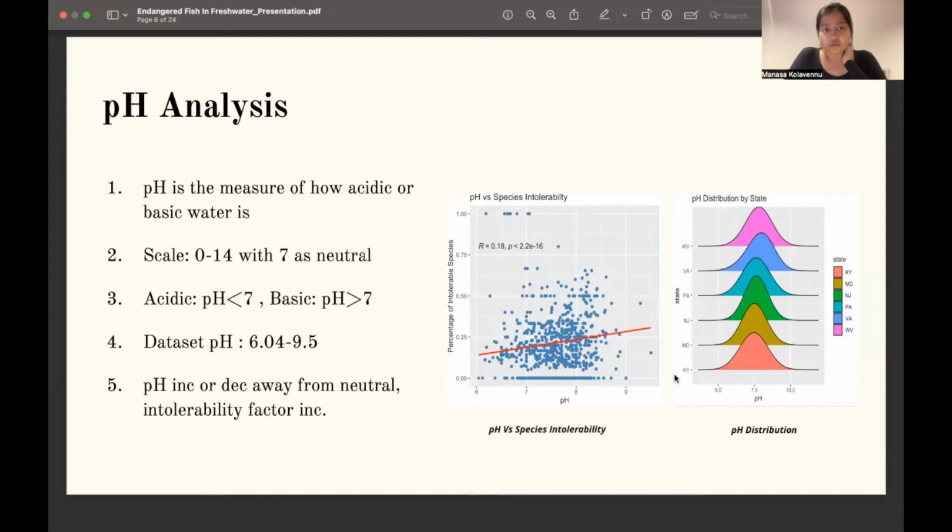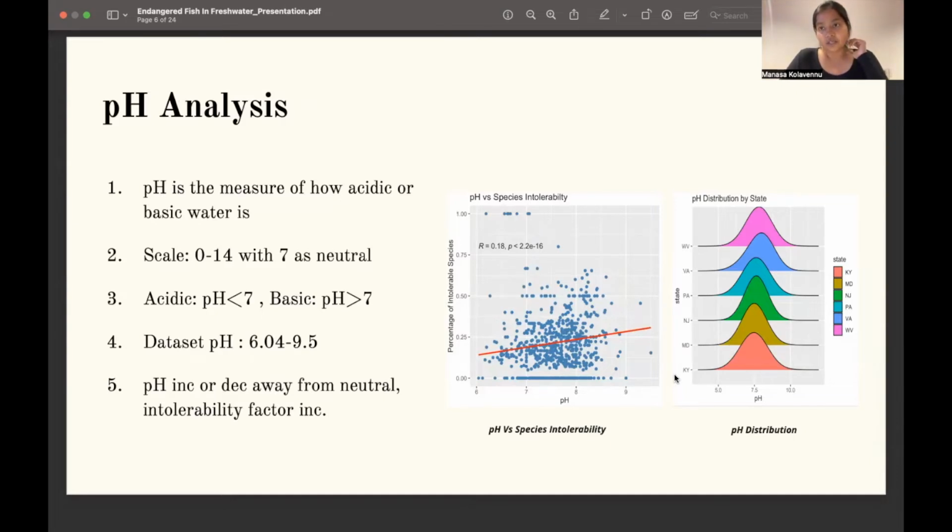So pH is the measure of how acidic or basic the water is, and usually the scale is between 0 to 14, 7 being the neutral. The acidic water pH value is less than 7, and the basic water pH value would be greater than 7. The data set we had had the pH value ranging from 6.04 to 9.5.